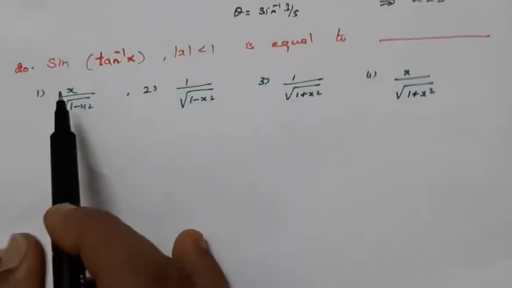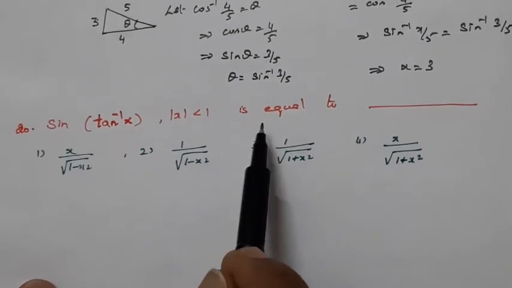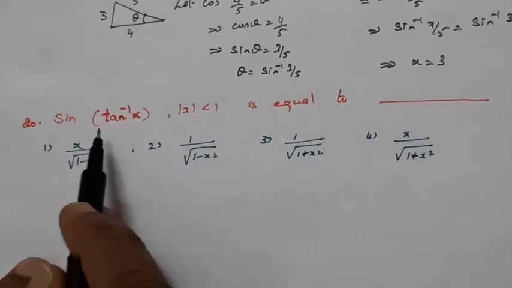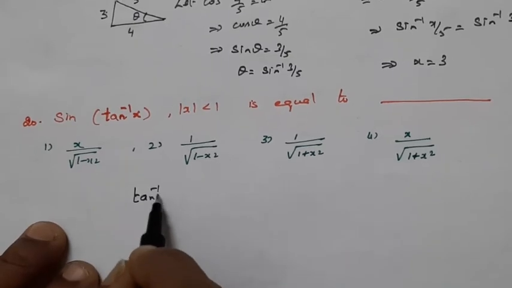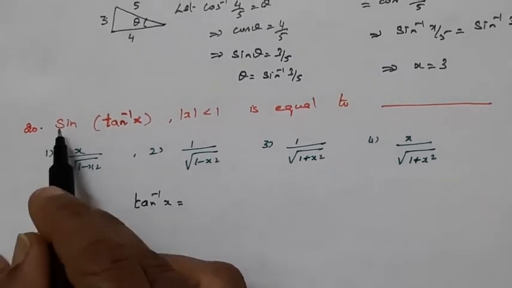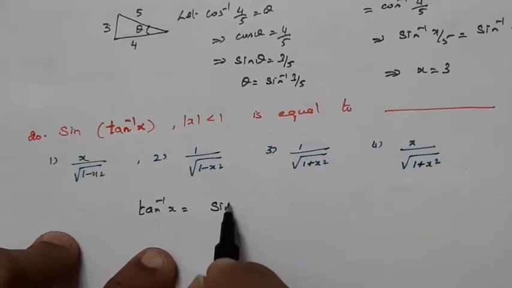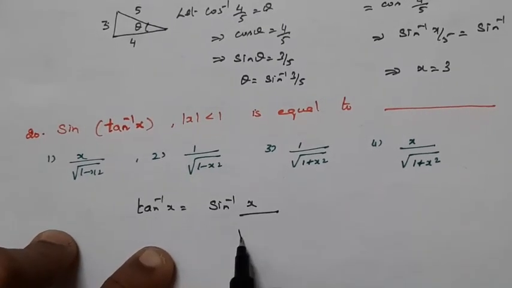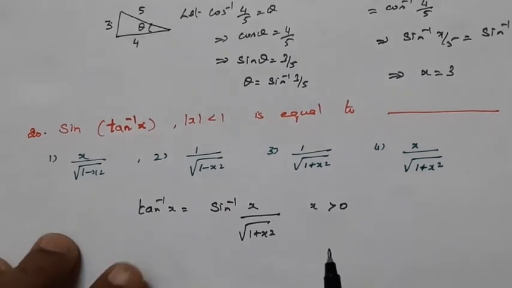Then the last one, the 20th one: sin of tan inverse of x, where modulus of x is less than 1, is equal to dash. See, we know that there is a formula for tan inverse of x in terms of sin, that is, tan inverse of x is equal to sin inverse of x divided by root of 1 plus x square, where x is positive. Okay, this is a formula.